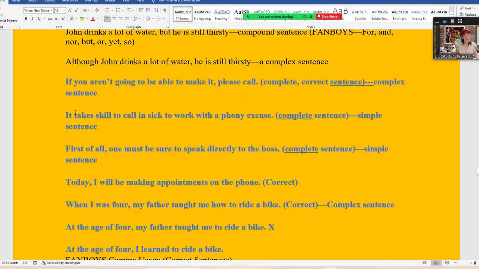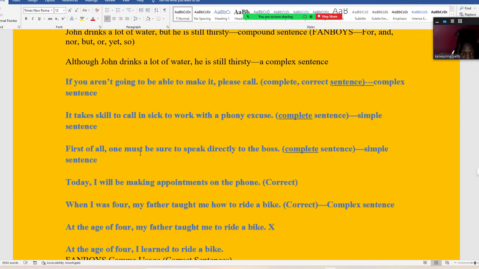And then, "It takes skill to call in sick to work with a phony excuse." "It" is the subject. "Takes" is the verb. Well, it's called an expletive subject, a vague placeholder. In other words, it's just a filler when you use "it." So "it" is the subject, "takes" is the verb, and "skill to call in sick to work with a phony excuse" is considered an object. And "with a phony excuse" is a prepositional phrase. So subject, verb, object: this is a simple sentence.